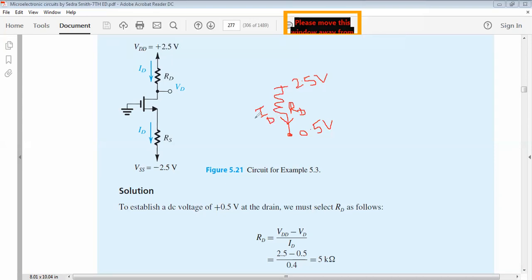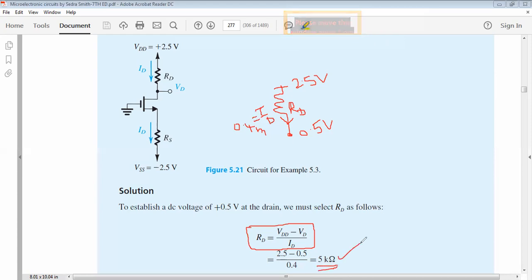That current is equal to 0.4 milliamperes. So simply apply Ohm's law, right? RD is equal to VDD minus VD by ID, that is equal to 2.5 minus 0.5 by 0.4, that is equal to 5 kilo ohms.